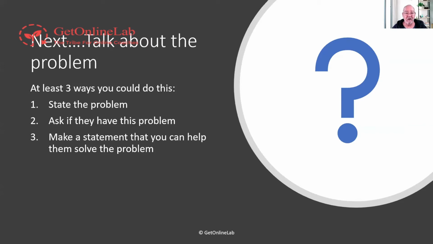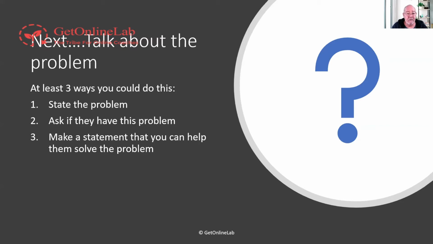There's a few ways that you can do that, and in fact, you can probably combine all three. You could state the problem. The idea here is to make a connection with your prospects so that they immediately recognize that you're talking to them, that the problem is specific to them, and that you understand their problem. So you can state the problem, you could ask them if they have this problem, or you can make a statement that you can help them solve the problem. As I say, you could use all three interchangeably in your copy. Again, you don't have to do that. It's more about the flow and the logic of it.